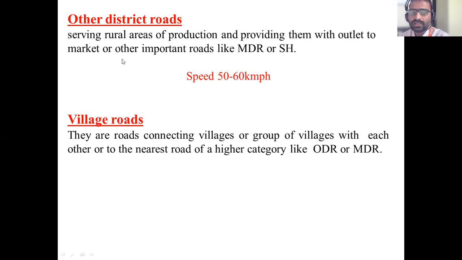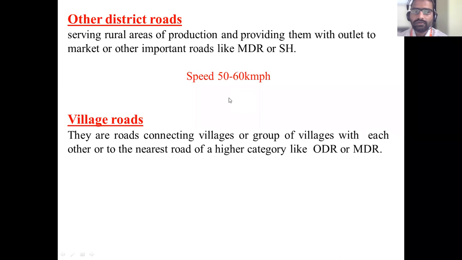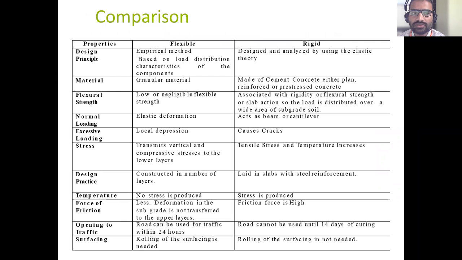So other district roads connect one village to another village, and they may get connected to other district roads or major district roads. The speed on other district roads is 50 to 60 kmph. Okay. Is it clear, everyone? What is national highway, state highway, major district road, other district road, and village roads?